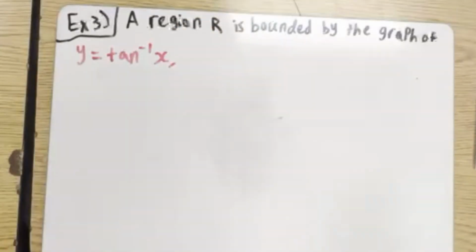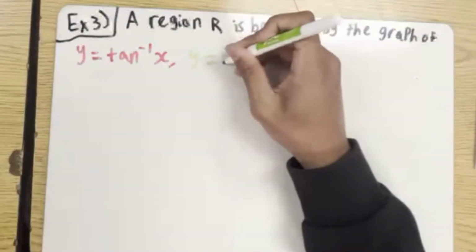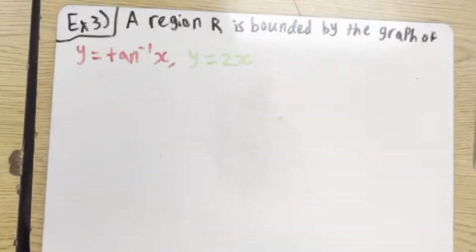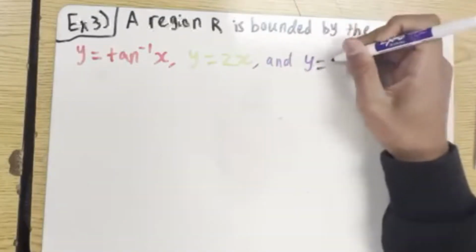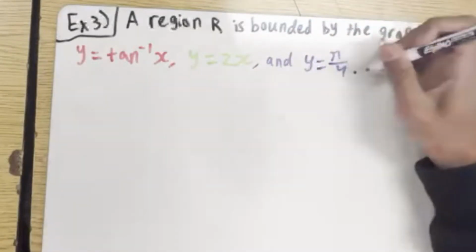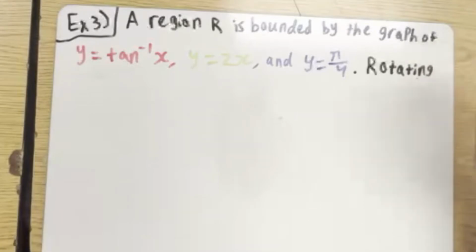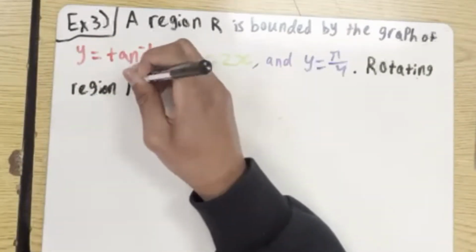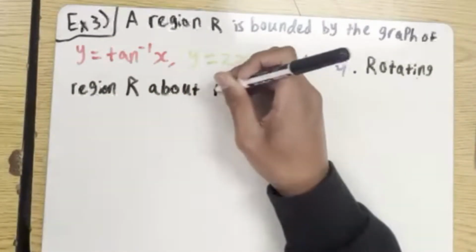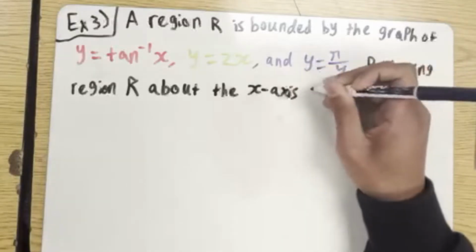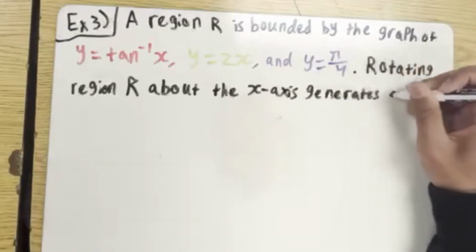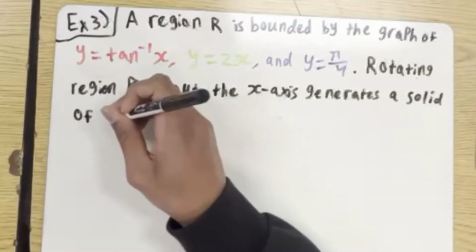Moving on to example 3. Here we have a region called R, which is bounded by the graphs of y equals inverse tan x, y equals 2x, and y equals pi over 4. If you rotate R about the x-axis, you get the solid of revolution S. We need to find the volume of S using the shell method.